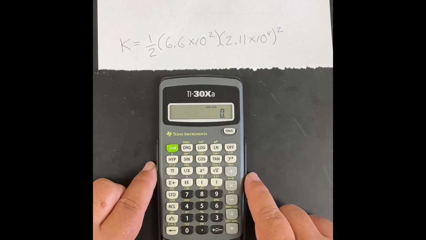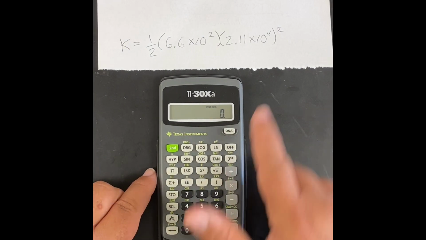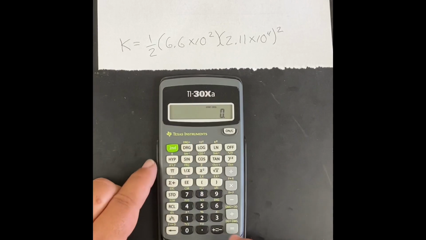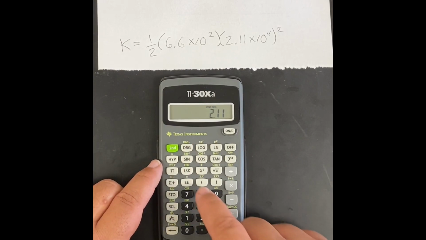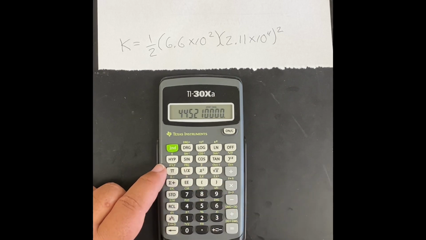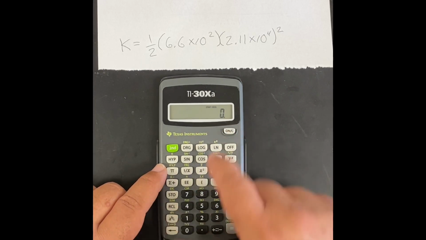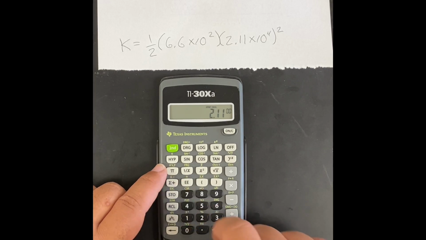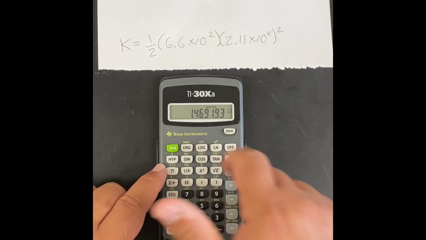With a backwards calculator, we're going to work this way and then to the left. So 2.11 times 10 to the 4 squared, times 6.6 times 10 to the 2, divided by 2. Same result.